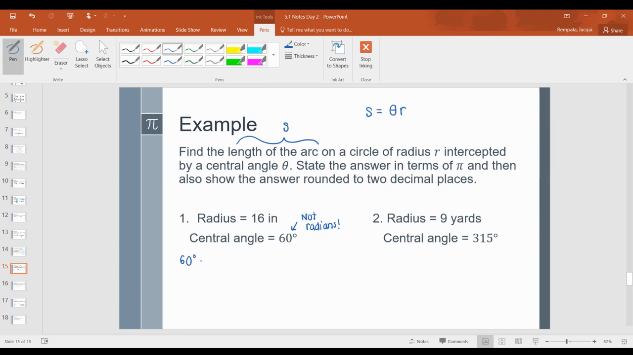So that means we have to do some converting. Remember, 60 degrees, I need to multiply that by pi radians in the top and 180 degrees on the bottom. Remember, the whole point is that the degrees will cancel. I can multiply straight across. That gives me 60 pi over 180, which then simplifies down to pi over 3 radians. So that is really my theta. So to find my arc length, we are going to take pi over 3 and multiply it by 16, the radius.